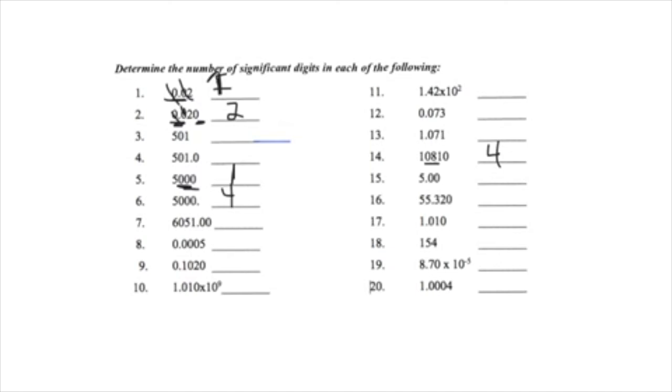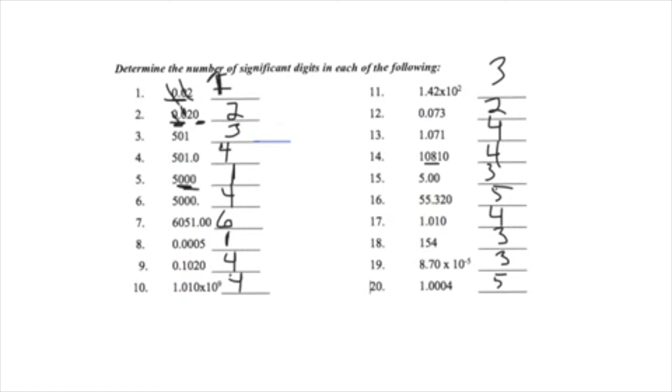Go ahead and take a second, pause the video, work through some more of these problems. You don't have to do every single problem, because it's a lot. I know there's 20 problems there. But take some time to go through and see if you can get the number of significant digits. They'll pop up on the screen here in a few seconds.